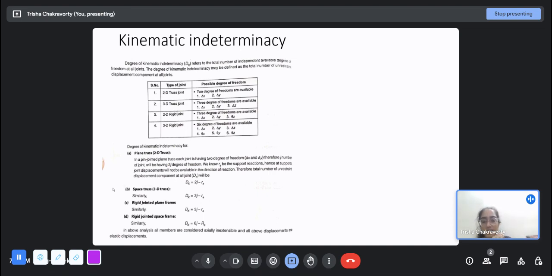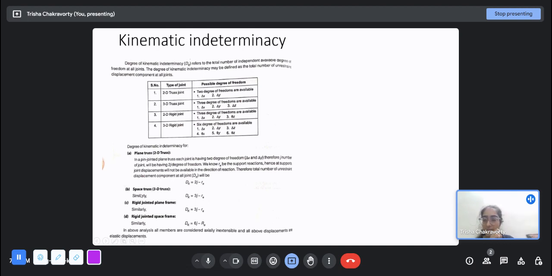So if there are RE number of support reactions, the joint displacement will not be available in the direction of the reaction. So the total number of unrestrained displacement components will be 2j minus RE. So if there is one hinge support and one roller support, then RE will be 2 plus 1, 3, and if suppose there are 6 joints, the degree of kinematic indeterminacy we can find out by 2 into 6 minus 3.